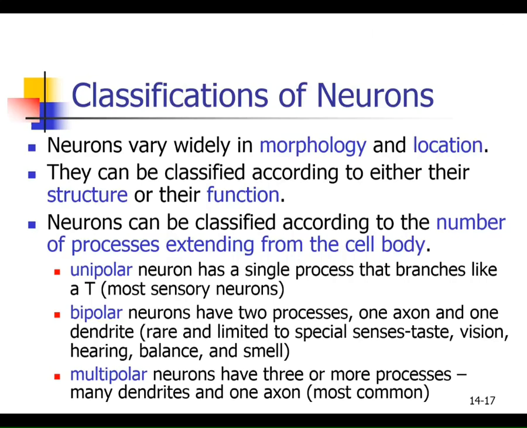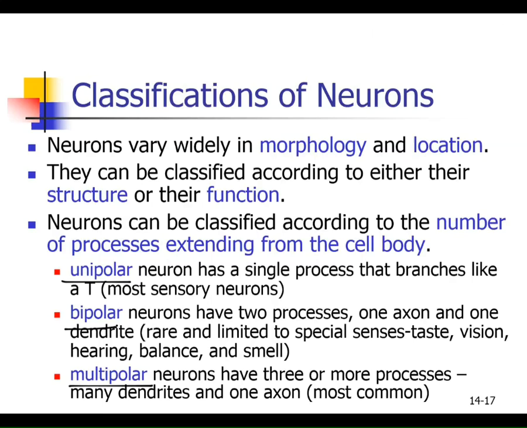So there are three different shapes of neurons that we'll be seeing in this course. Pretty easy. The name kind of tells you what to expect. Unipolar, one pole, bipolar, and multipolar. I'll start with the bottom. That's multipolar. This is what you labeled a moment ago.